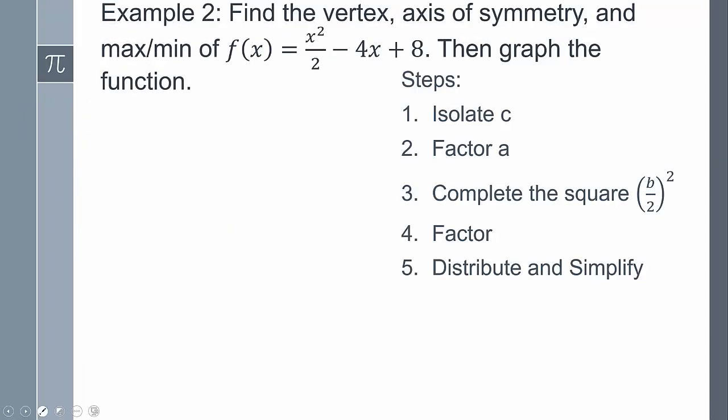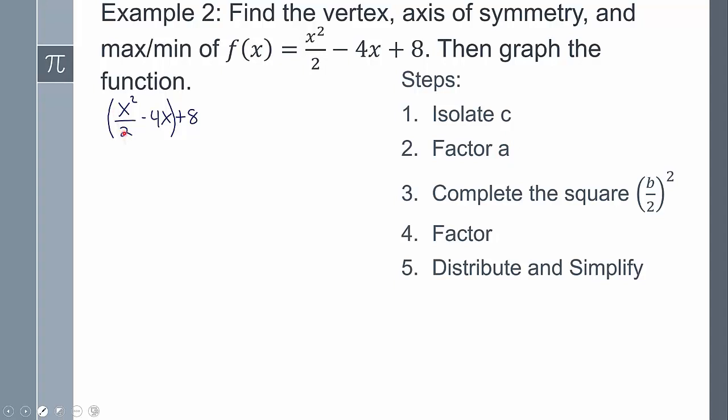Let's look at another one. Now, for this example here, sometimes we have a value a, and the value a also disrupts us completing the square. So sometimes we're going to have to factor that out. So the first step is still the same. We're going to isolate c. So that plus 8, I don't want it, so I'm going to put parentheses around the rest. Then, sometimes if I have that a, we want to bring that to the front. We want to factor it out.